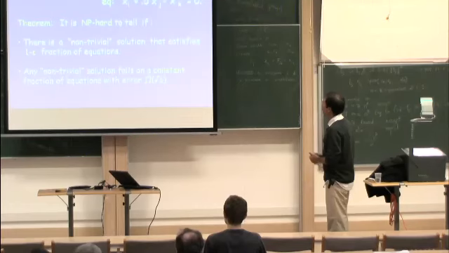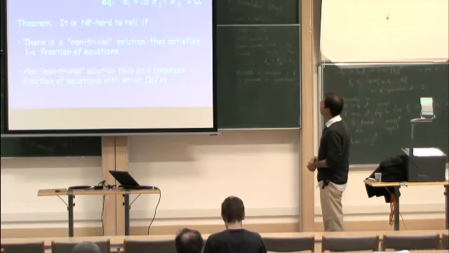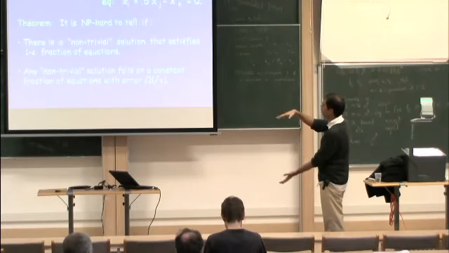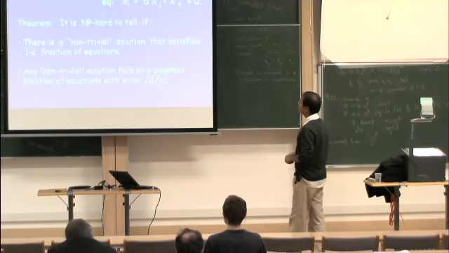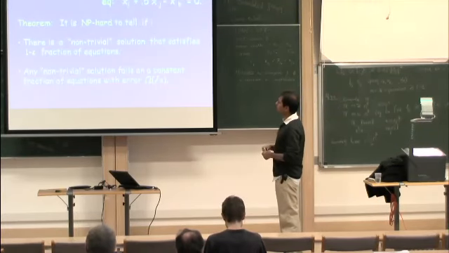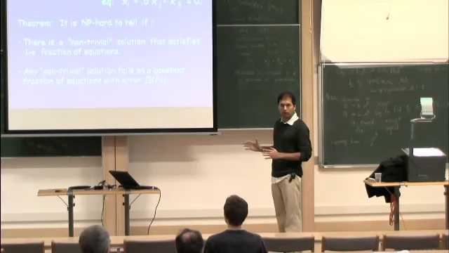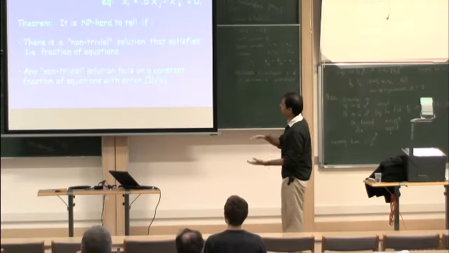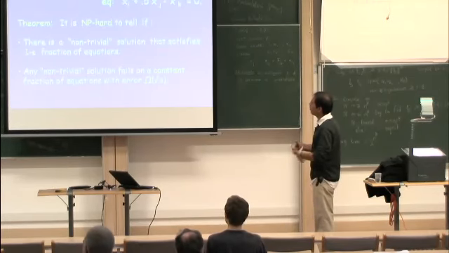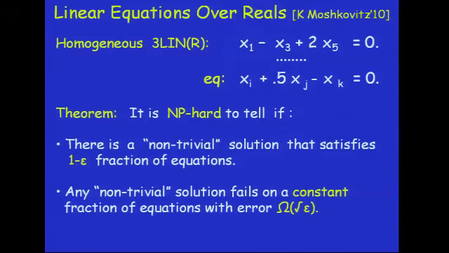And here is a result that for such a system, it's NP hard to distinguish between the following 2 cases. Either there is a non-trivial solution that satisfies 1 minus epsilon fraction of the equations exactly, or in the second case any non-trivial solution fails on a constant fraction of equations with an error of at least square root epsilon, where error is defined as follows: you evaluate the left hand side of the equation, and instead of 0, let's say it turns out to be alpha, then alpha is the error.